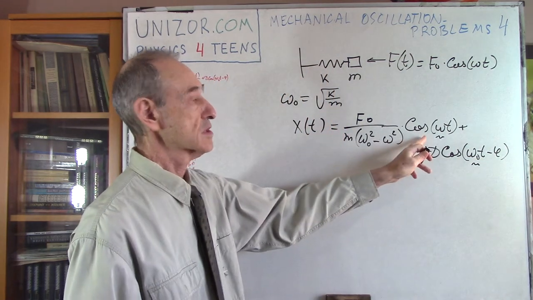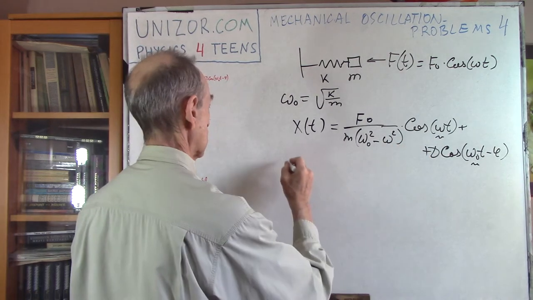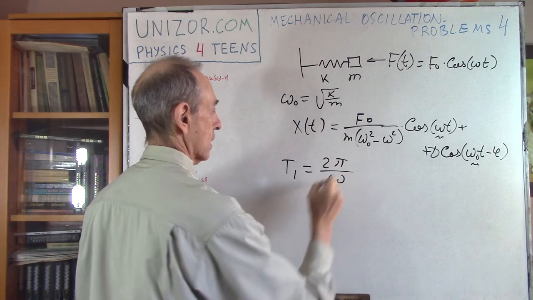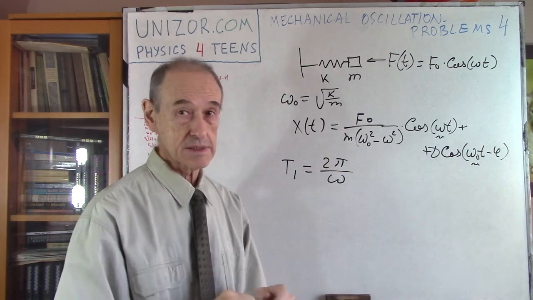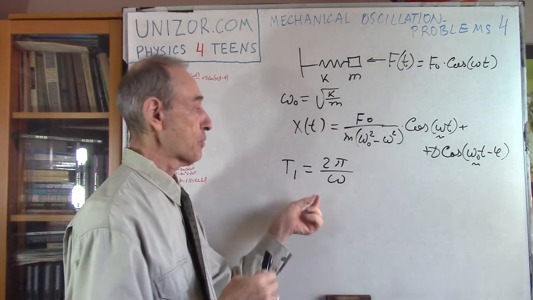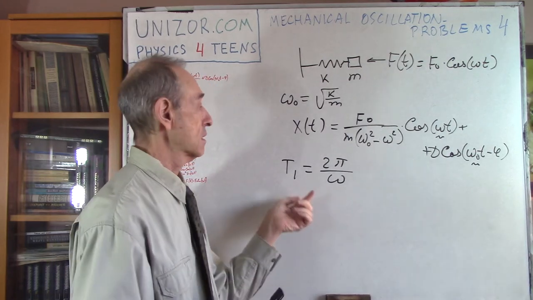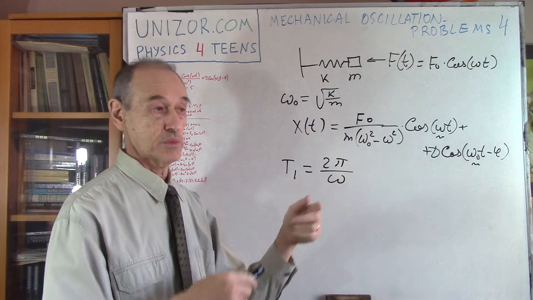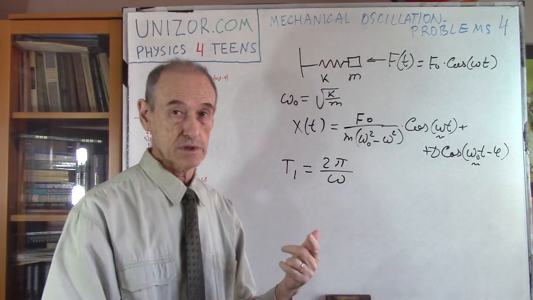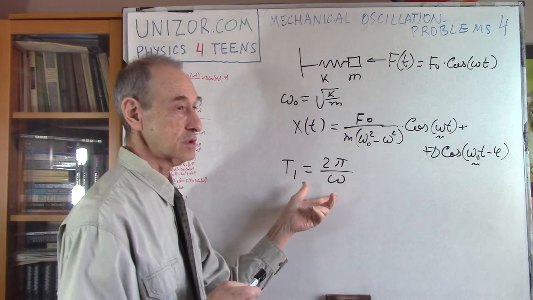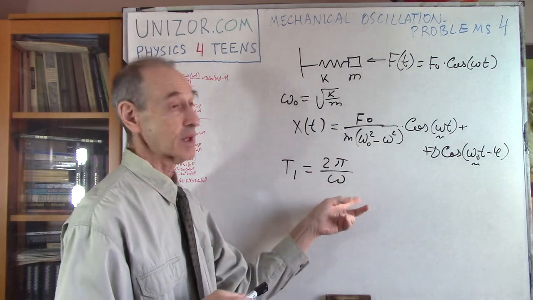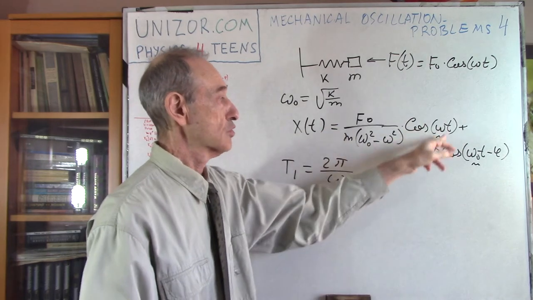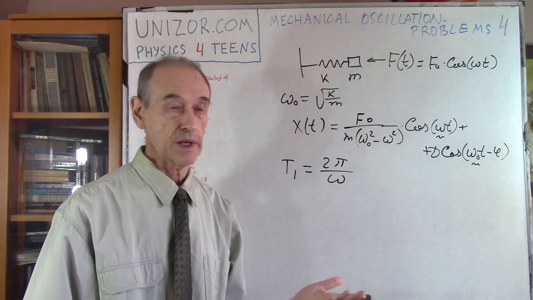So, the periodicity of this, T1, is equal to 2 pi over omega. If omega is angular speed, which means how many radians per second, then the period is obviously supposed to be 2 pi divided by it. Period means when the full cycle is done. So the full cycle is 2 pi. If you divide it by speed, you will get the time. So this is the time when the whole period 2 pi will come into play.